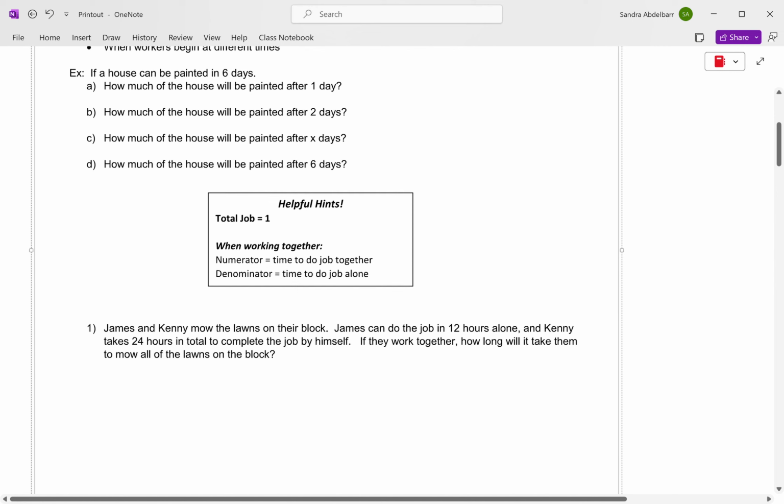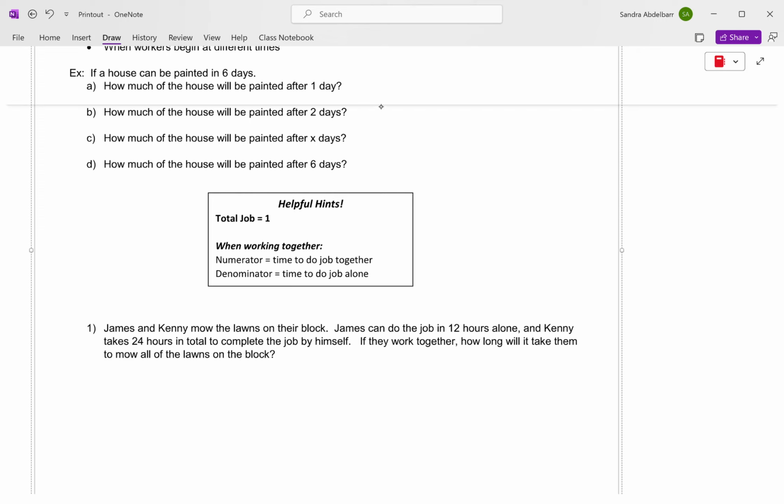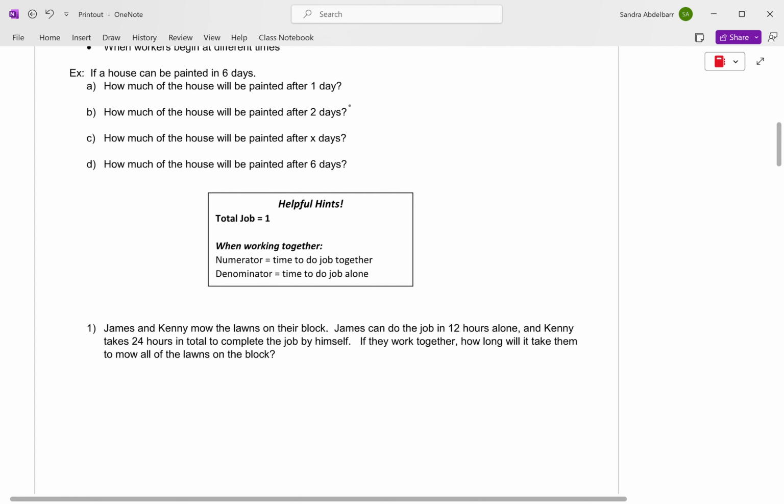Okay, so just a few questions for you. If a house can be painted in 6 days, how much of the house will be painted after the first day? 1/6, exactly. The house can be completely painted in 6 days. 1/6 of the house will be painted after 1 day.